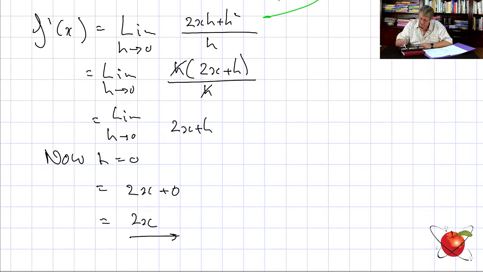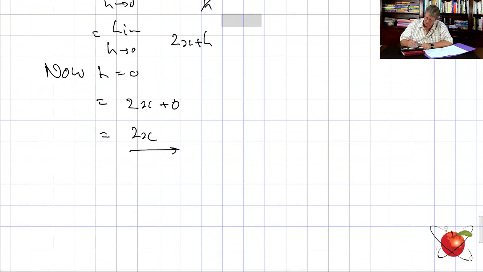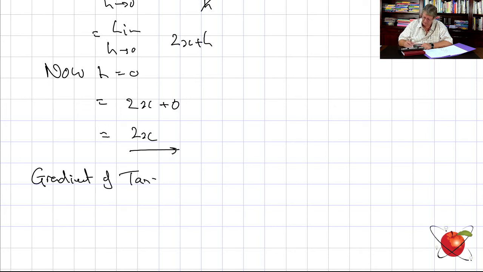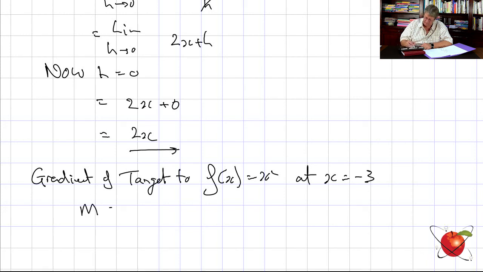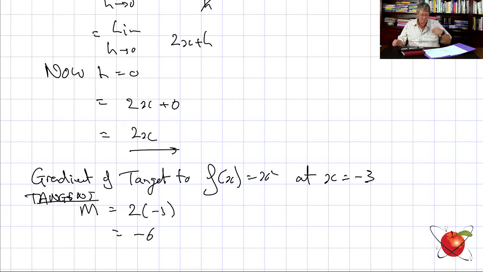I was asked at minus 3, therefore I would say the gradient or the slope of the tangent to f of x equals x squared at x equals minus 3, you would have m, and I always do this, tangent, okay, I say m is equal to 2 times minus 3, which is minus 6. Because we're going to be asked the equation of the line, which is the next one.